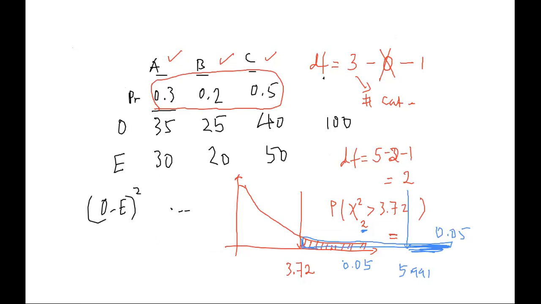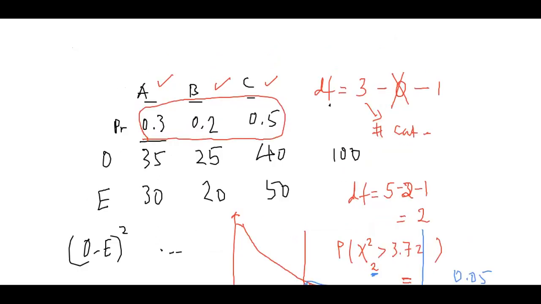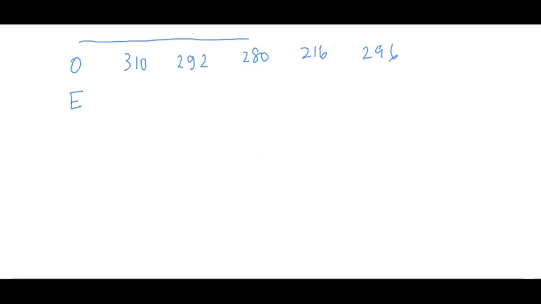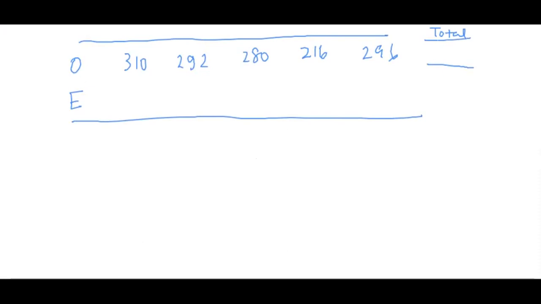For example, you have observed and expected, right? So 310, 292. So what's the total here? Can somebody calculate this? 1394.